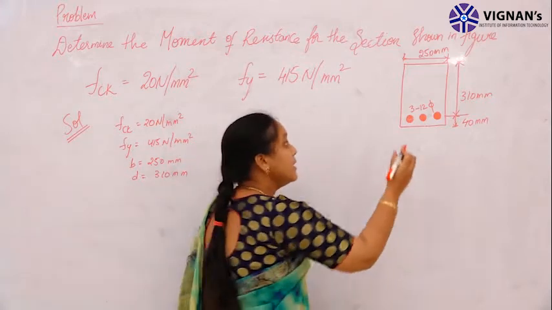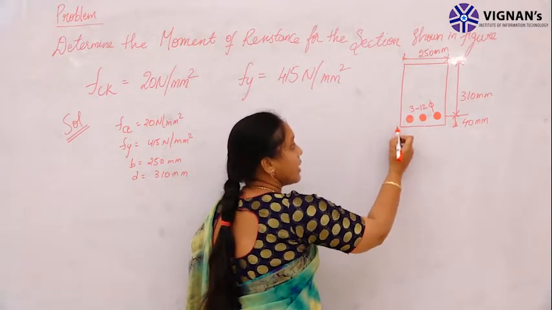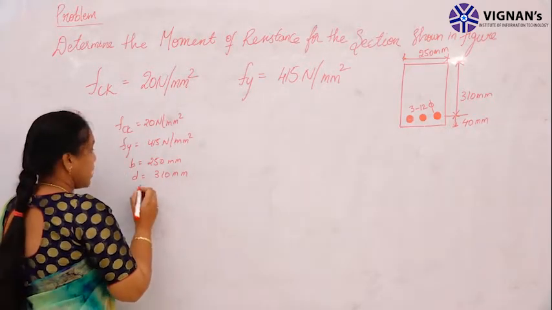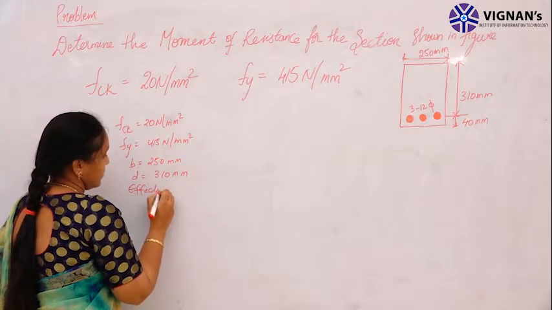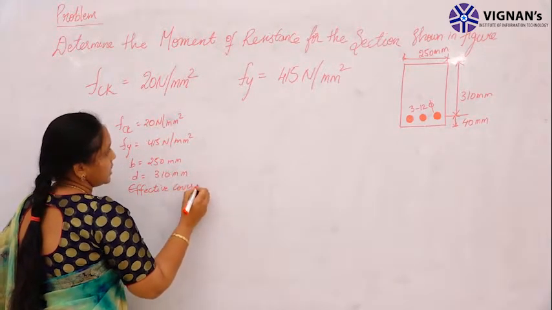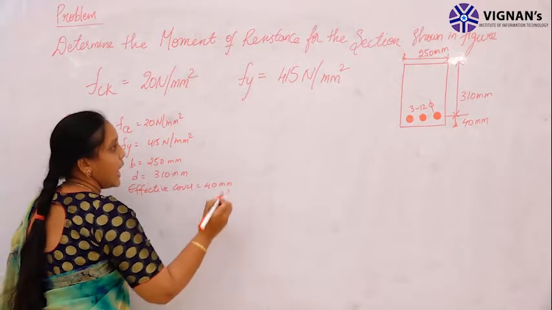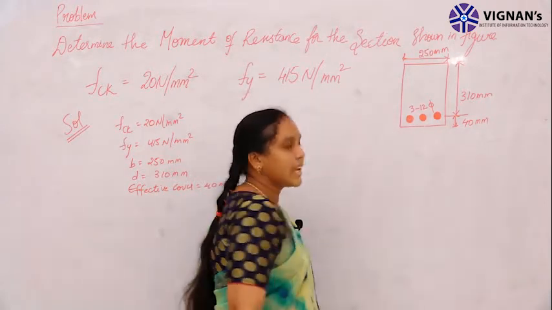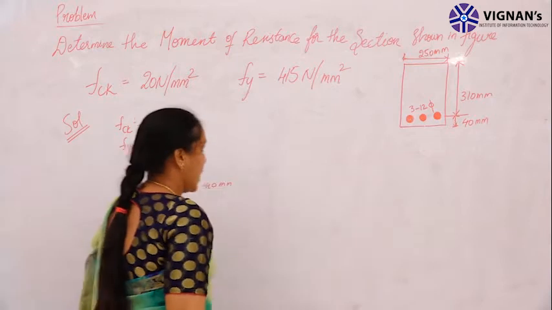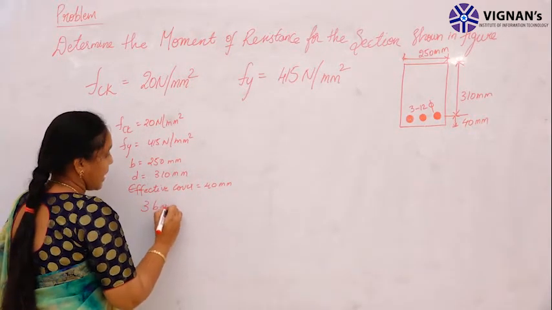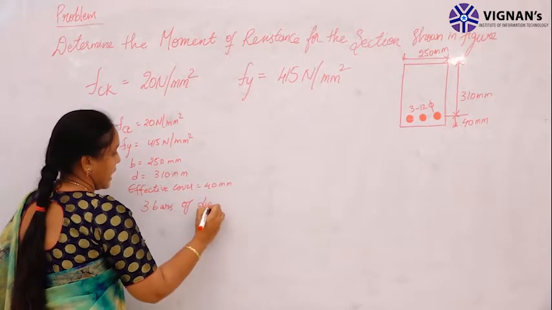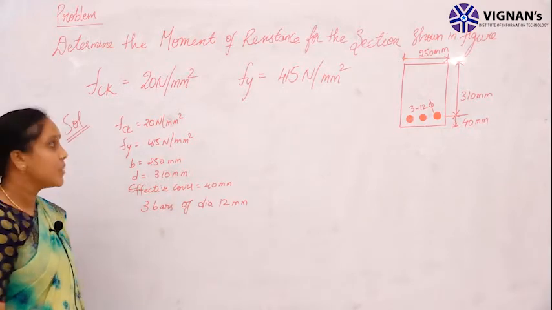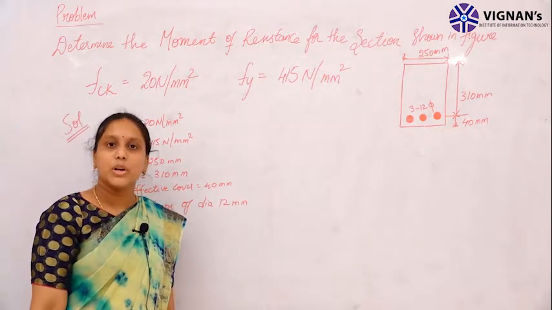Effective cover is nothing but the distance from the center of the reinforcement to the bottommost fiber. So the effective cover is given, which is 40 mm, and here they have provided 3 reinforcement bars and the diameter of each reinforcement bar is 12 mm. So 3 bars of diameter 12 mm are provided. So here it is asking to calculate the moment of resistance.